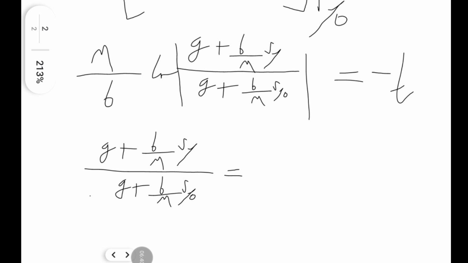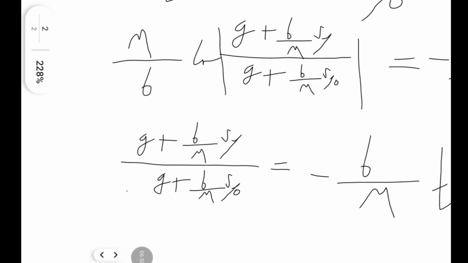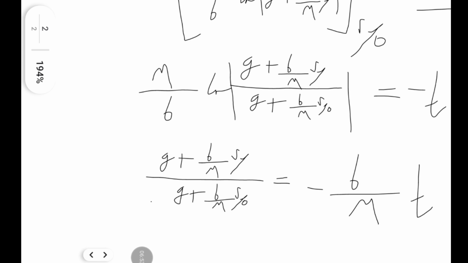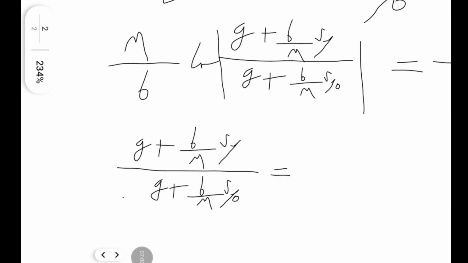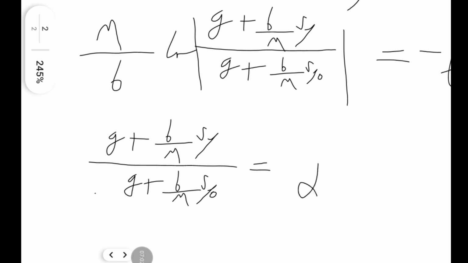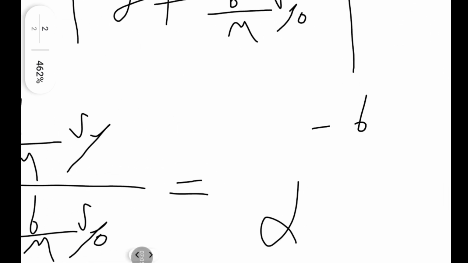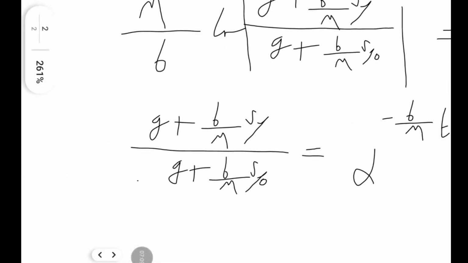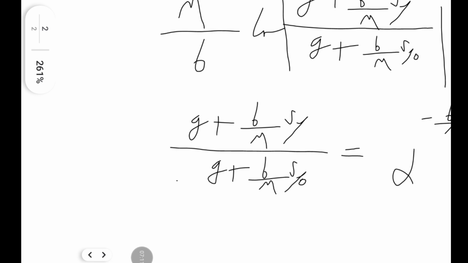Making a few errors today, I apologise. It should be minus b over m t, like that. And that's the form you get it into. Honestly, today's not a good day, I'm making a lot of errors. But it should be, sorry, e to the power of minus b over m t. So that's the final form you get, and that's basically the final form for velocity in the vertical direction.